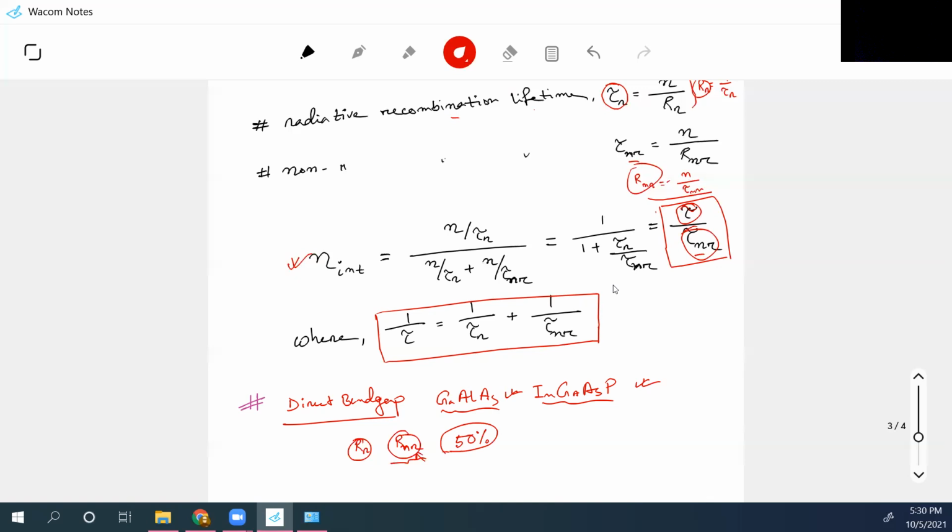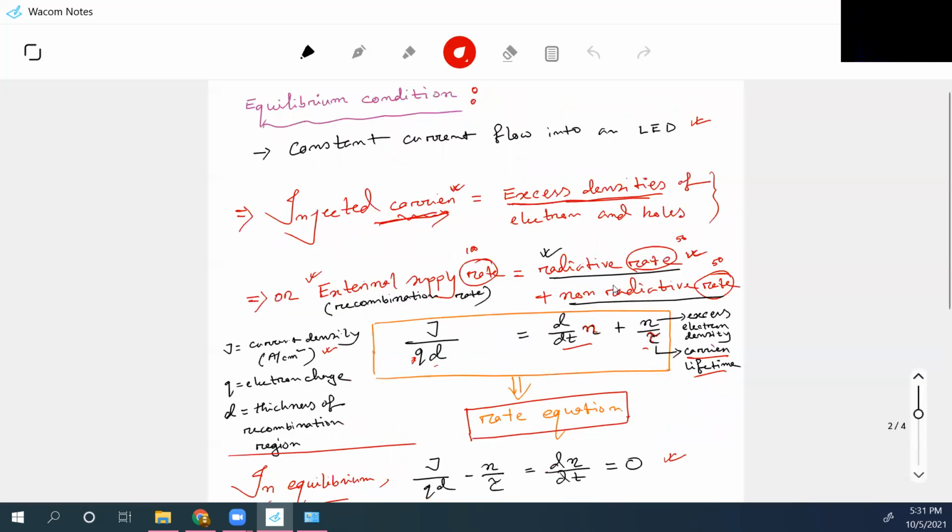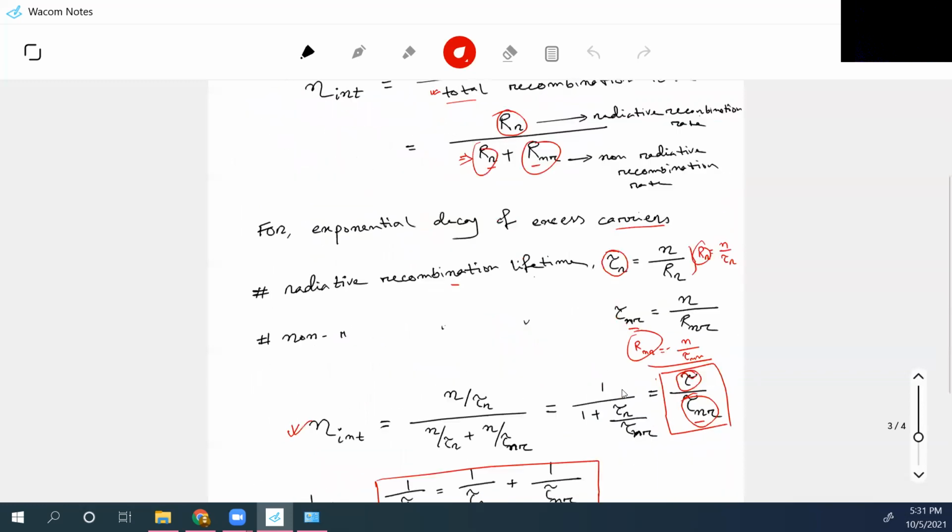So what do you have to do to increase this quantum efficiency? So far we created this LED by homojunction. You actually have to create LEDs by heterojunction, then you can increase its efficiency. Okay, so that's all about our LED.